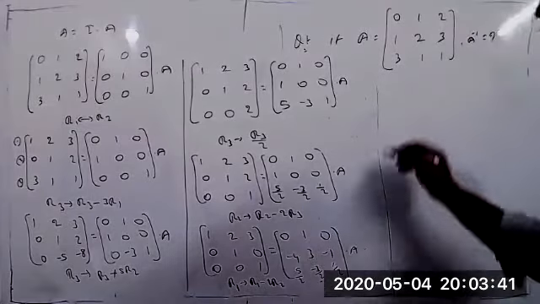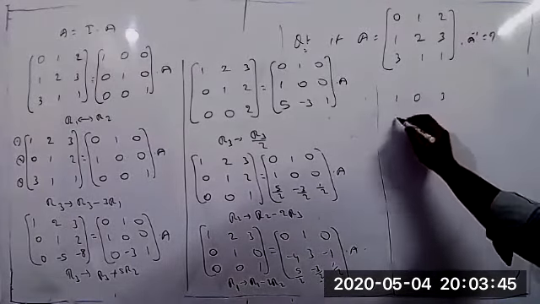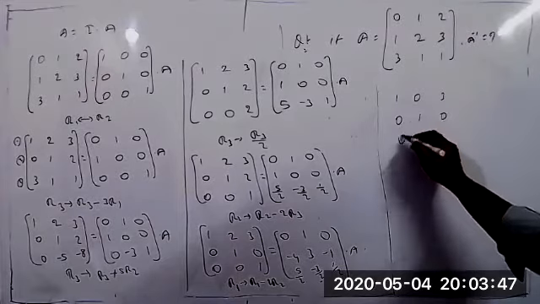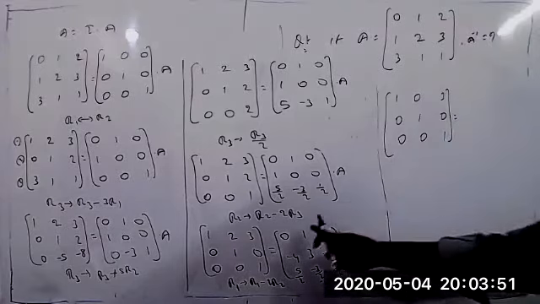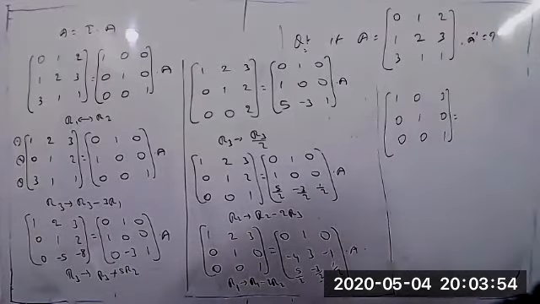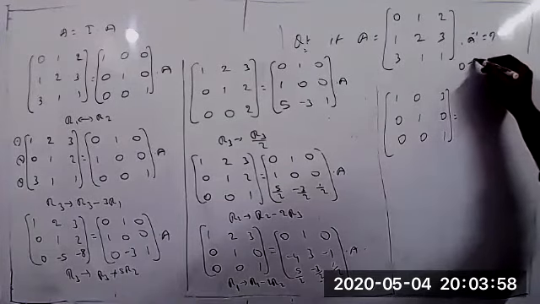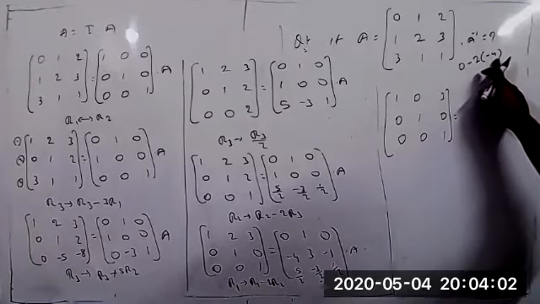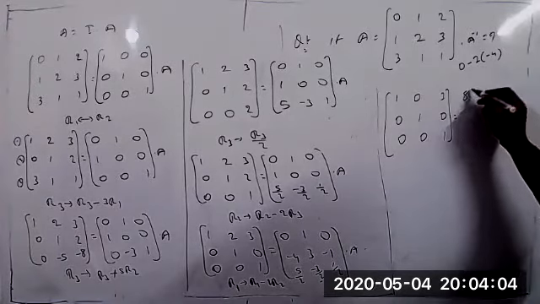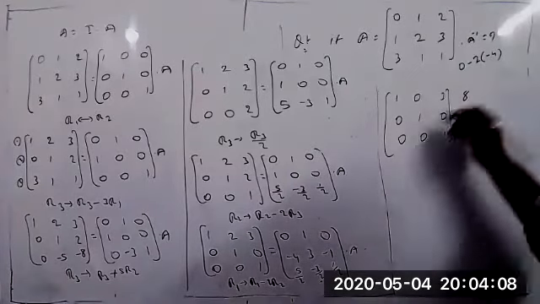So clearly, this is 1. Next we got 0 now. 3, 0, 1, 0, 0, 0, 1 is equal to, this one we have to change again. So 0 minus 2 into minus 4. So minus into minus equal to plus, 2 4s are 8. This element equals 8 now.